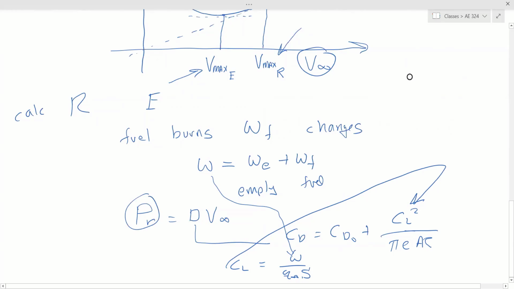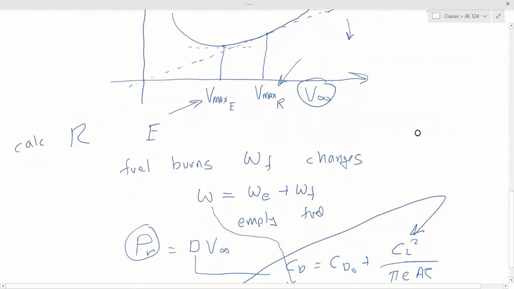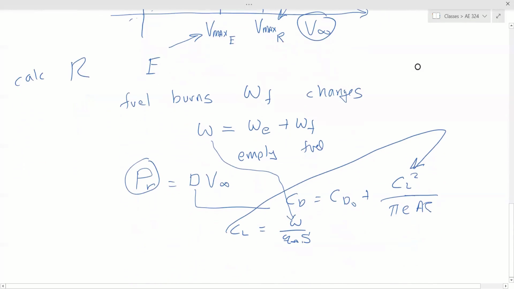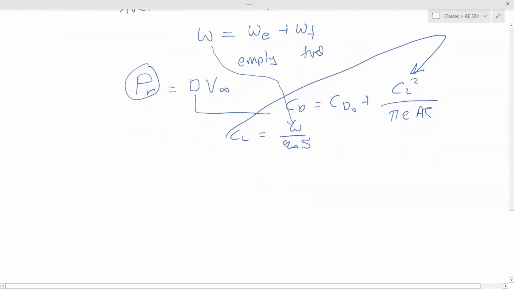And so this plot above changes as we burn fuel. So to calculate the maximum range, we essentially have to integrate that term, that's the range, instantaneous range of the airplane. So what we end up doing is integrating from the start time to the endurance time.